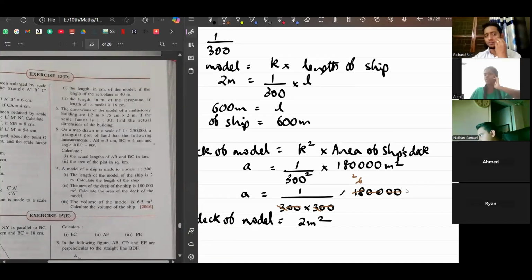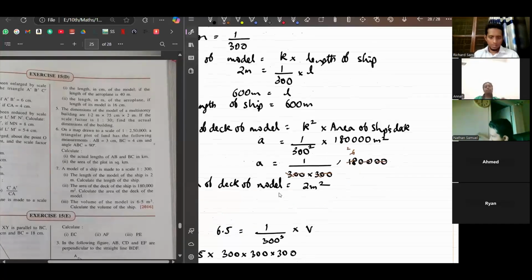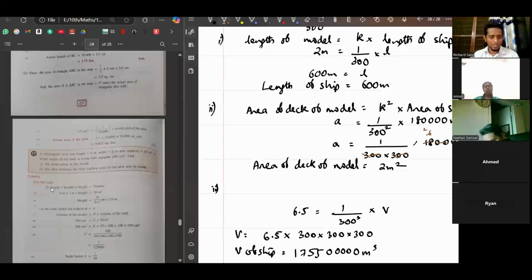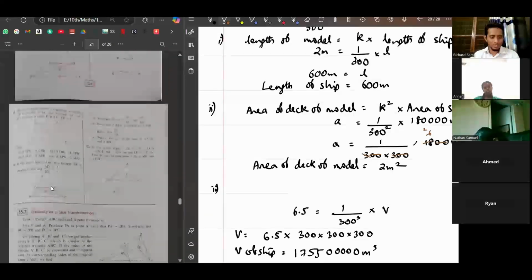Okay, is it clear? So this chapter is over. This is the easiest part, right? The scale part is easy. The rest of the chapter, similarity, yeah, sometimes it can be confusing.